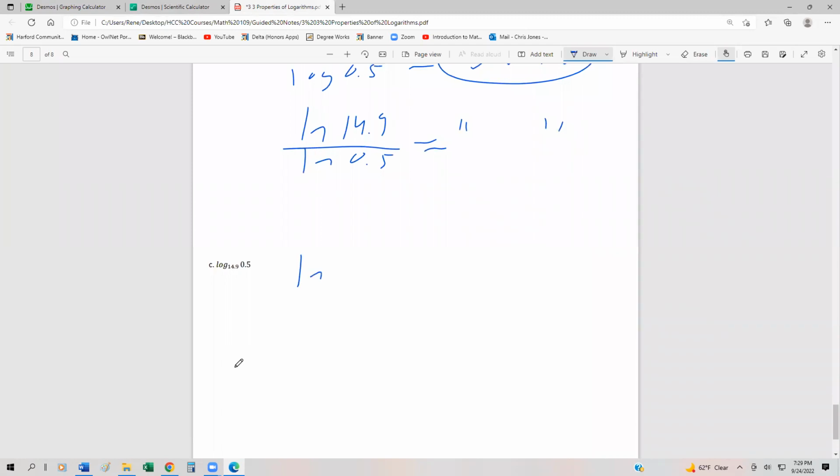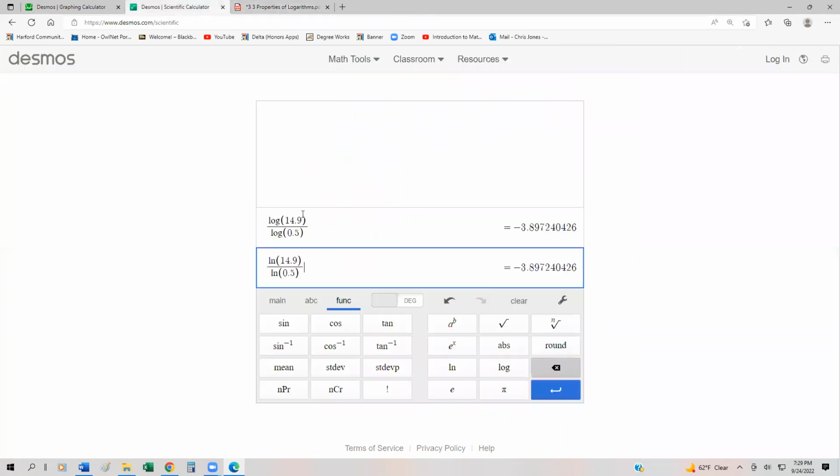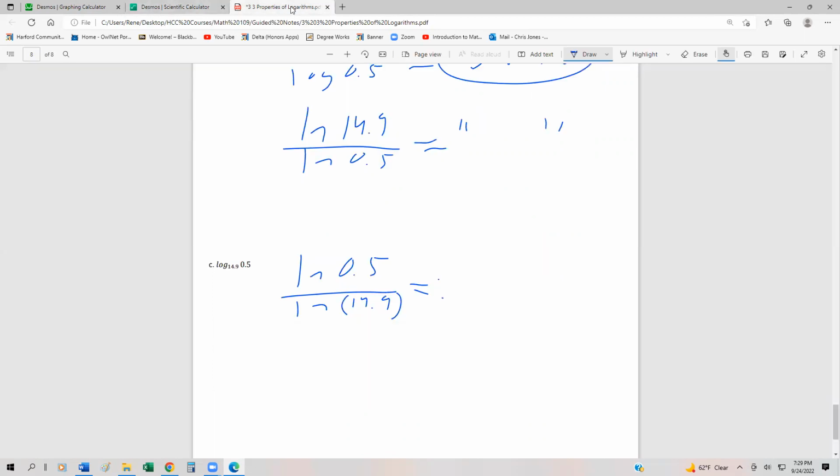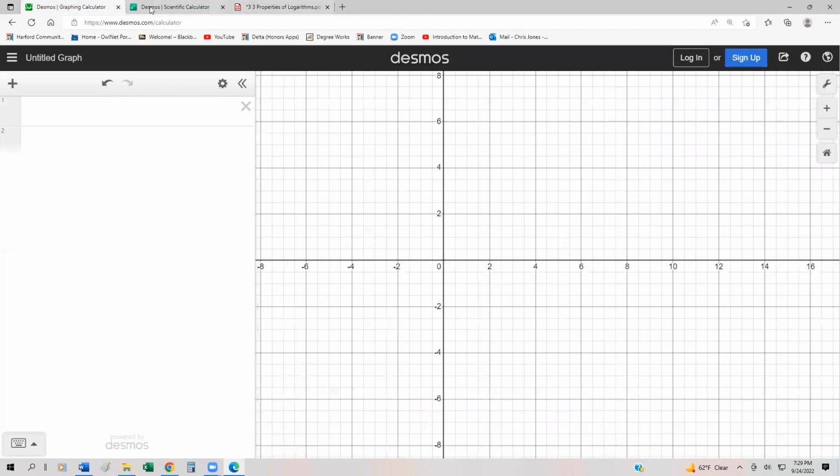Last one, we just flip these around and let's see what happens with that. First we're going to write it as ln of 0.5 divided by ln of 14.9, and let's see what that gives us. In our scientific calculator, we're just going to do ln of 0.5, then divide by ln of 14.9, and that gives us negative 0.2566. So that's going to be approximately negative 0.2566.